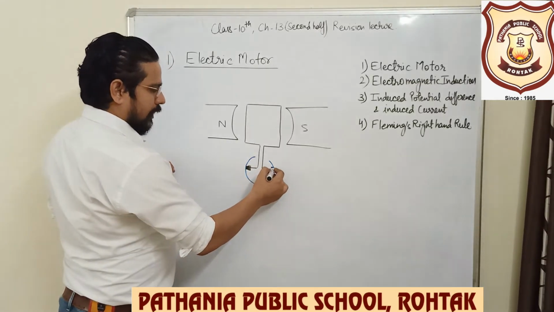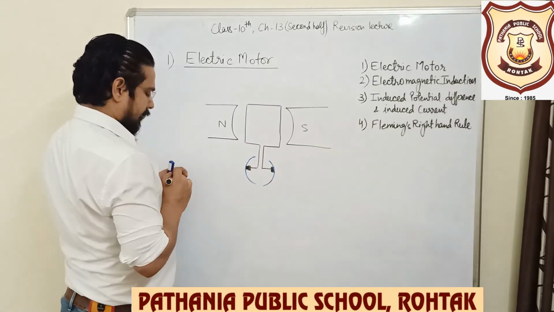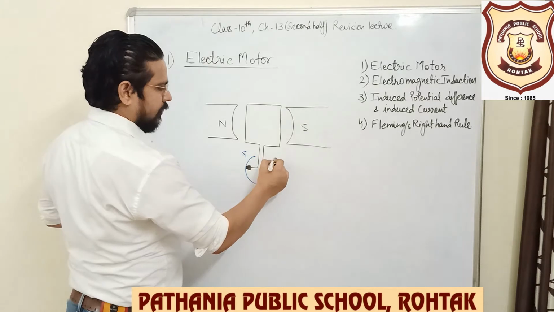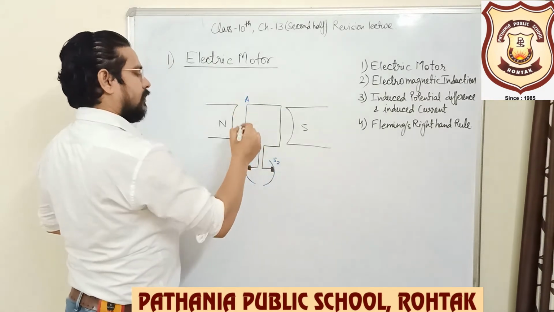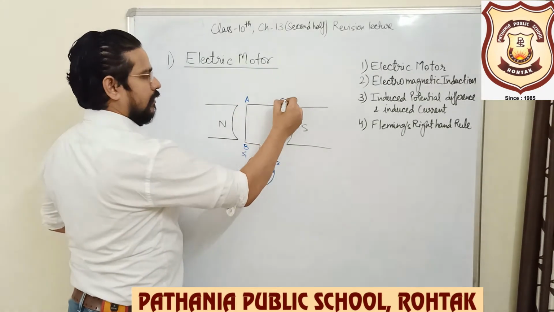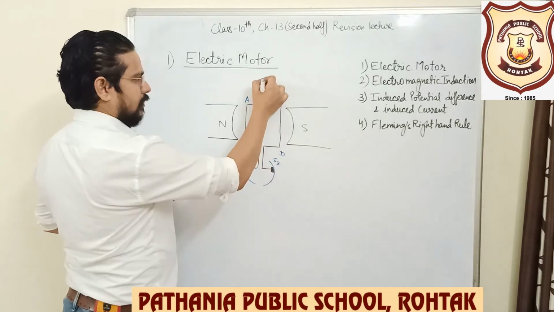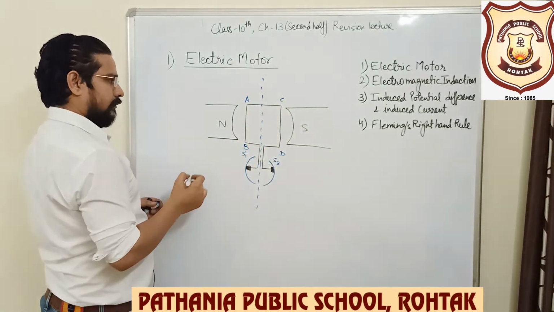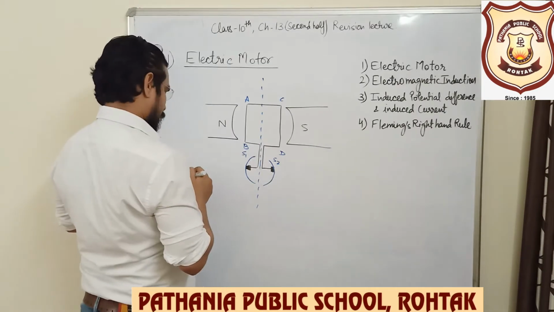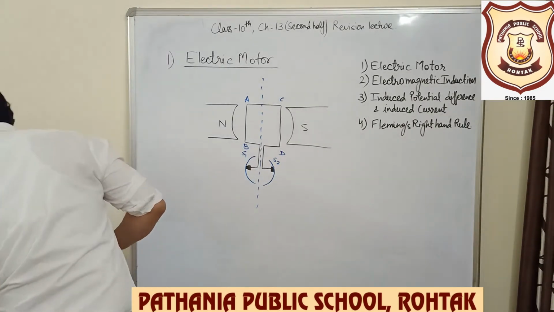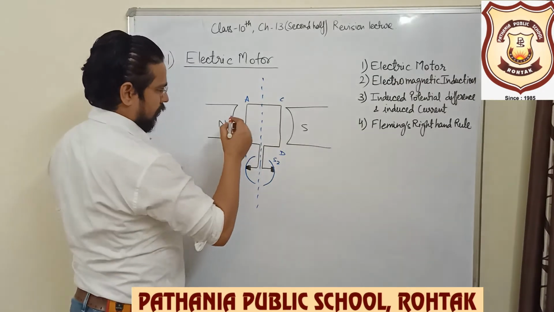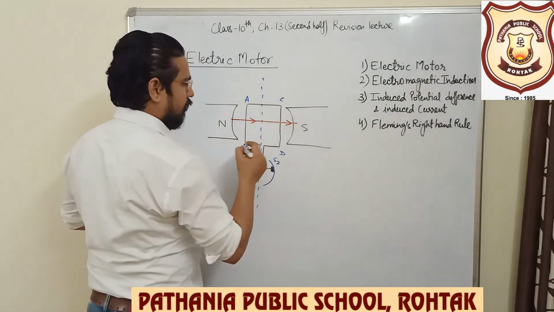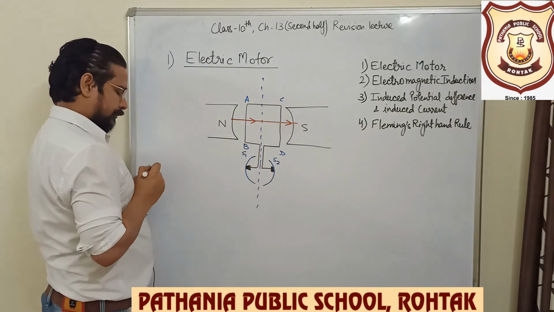With blue color I have shown you the slip rings. Let us name them slip ring 1, S1, and S2. Let us name our conductors also, AB and CD conductor. Let this be the axis of rotation for the motor. The direction of magnetic field I will represent with red color. This is the direction of magnetic field, north to south.